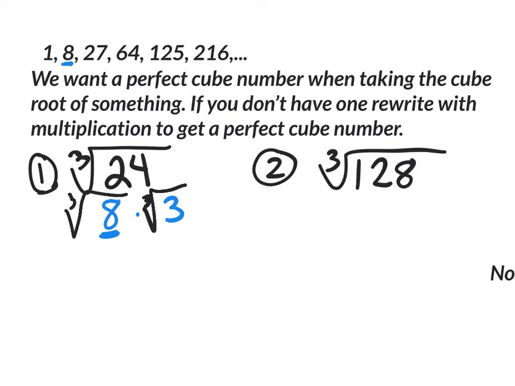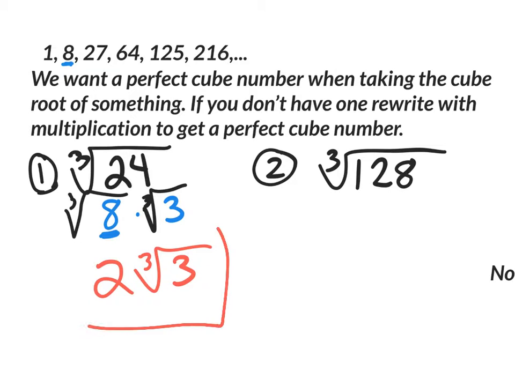What's the answer to the cube root of 8? 2. Now, what is the cube root of 3? Could I actually do that? No. So I just rewrite it, cube root of 3. Now keep in mind, if you're doing cube roots, you need to put that little 3 in there to represent that it's a cube root. If you just put the radical symbol, I'm going to automatically assume it's a square root, which would be the wrong answer. So that's your final simplified answer on number 1 right there: 2 cube root of 3.